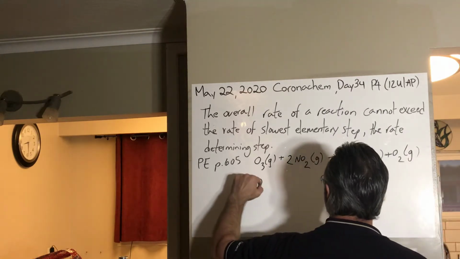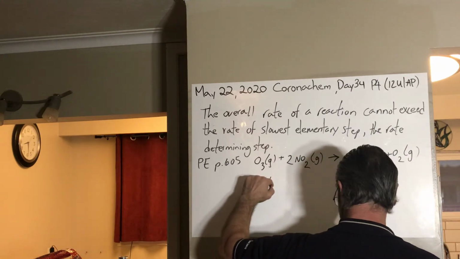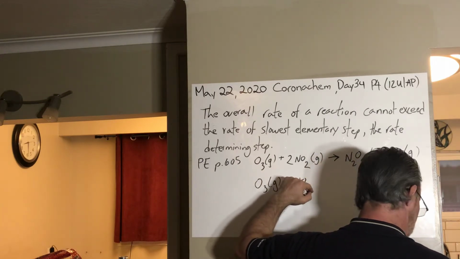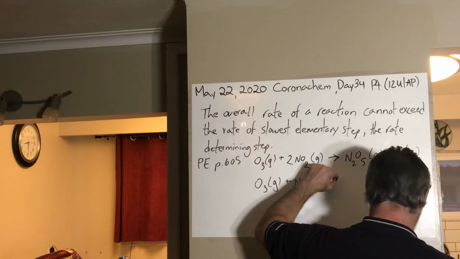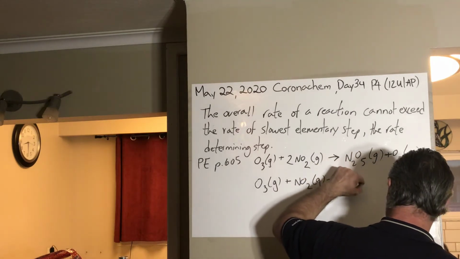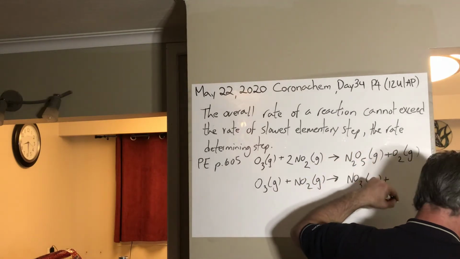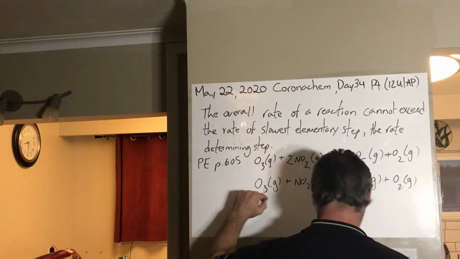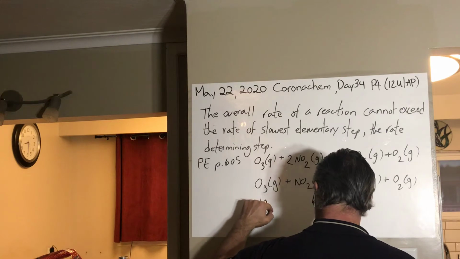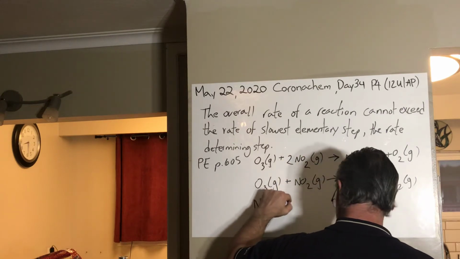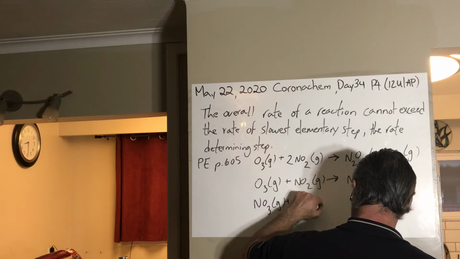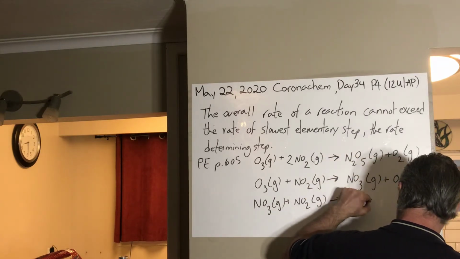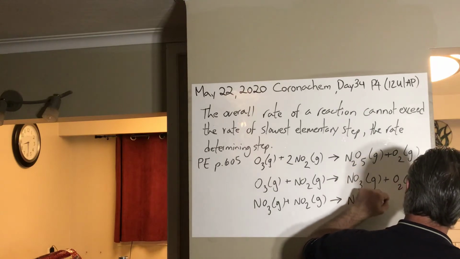And the reaction occurs in 2 steps. You start off with ozone, which bumps into nitrogen dioxide, and what you get is nitrogen trioxide plus oxygen gas. And then the second step is that nitrogen trioxide gas bumps into nitrogen dioxide gas to yield nitrogen pentoxide, also a gas.